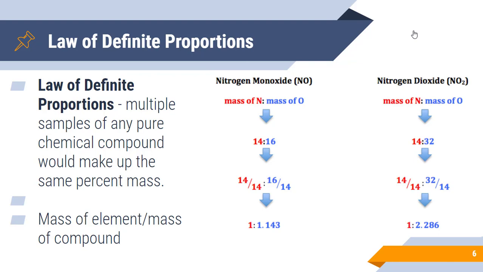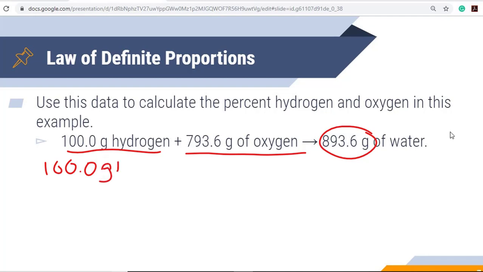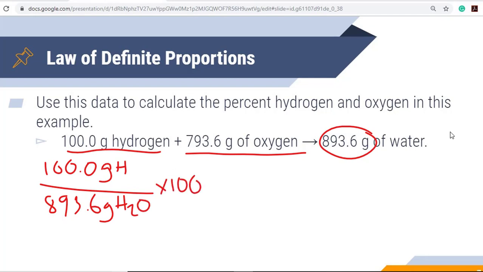Let's do a quick sample problem just to make sure we're all in good shape. Here it just simply says to use the data to calculate the percent hydrogen and oxygen in this example. So we have 100 grams of hydrogen, 793.6 grams of oxygen, and that forms 893.6 grams of water. So first off, we can take a look just by the addition process that yes, this does follow the law of conservation of mass, right? That sum is equal to the individual parts. To solve for the percent hydrogen, we're just simply going to take the mass of hydrogen or divide by the total mass of the water. Since it's a percentage, we're going to multiply that by 100.